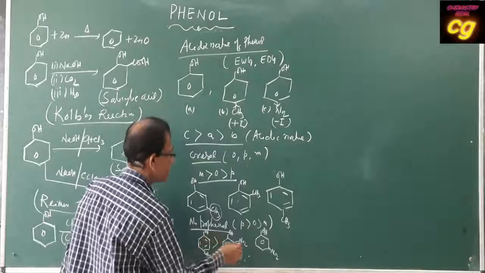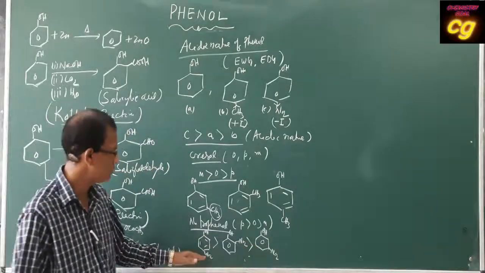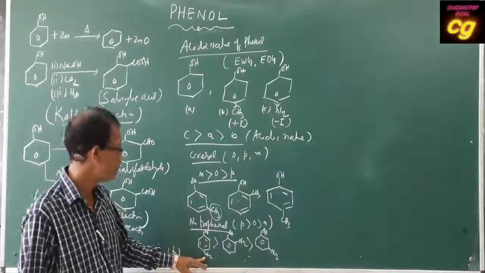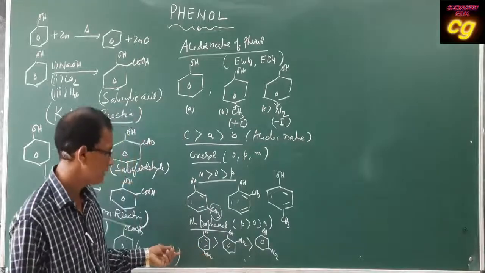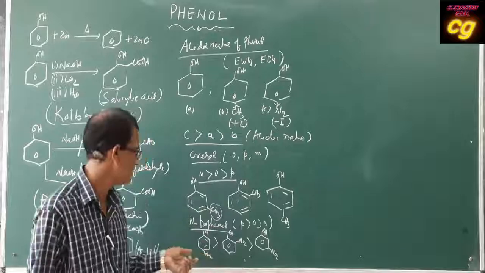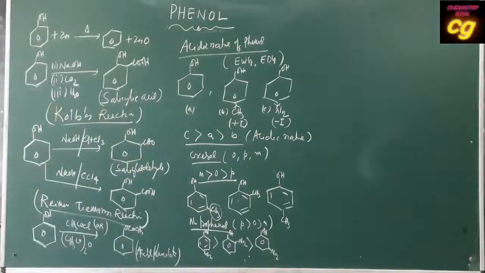Here is the acidic character in this way. Why? Because the nitro group is opposite to the OH group, so the minus effect is more. That's why para-nitrophenol is more acidic than ortho, than meta. This is the order of the acidic character.